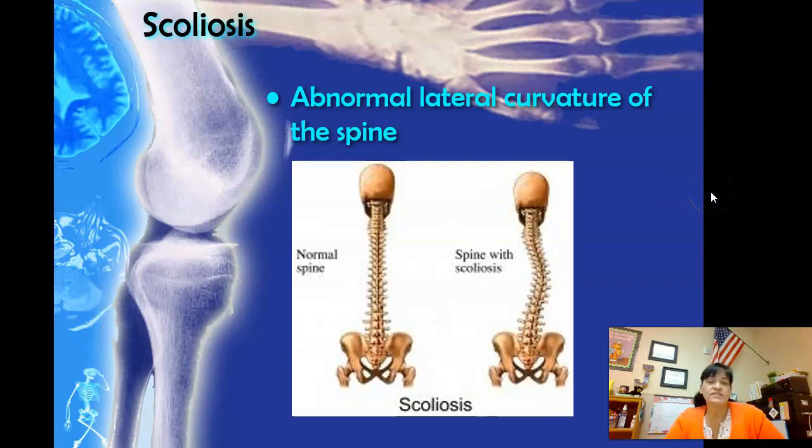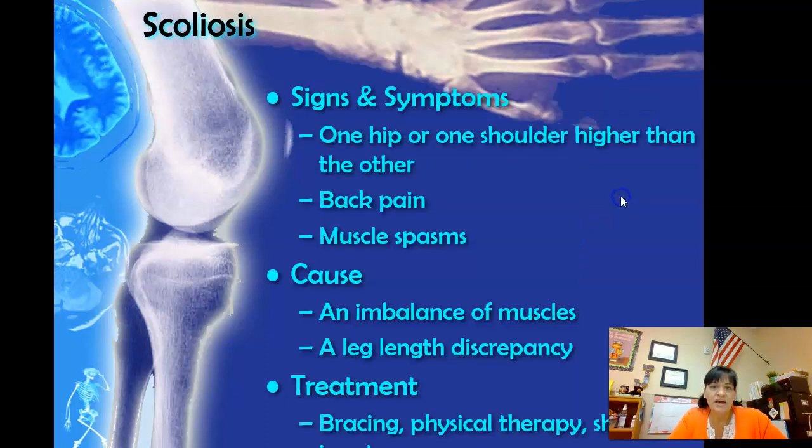Okay, next we're talking about scoliosis. Scoliosis is an abnormal lateral curvature of the spine, okay? So a normal spine is pretty straight. Scoliosis would be where that spine curves, okay? Some signs and symptoms would be one hip or one shoulder is higher than the other. So if you've got that curve in the spine, you might be twisted just a little this way, right?